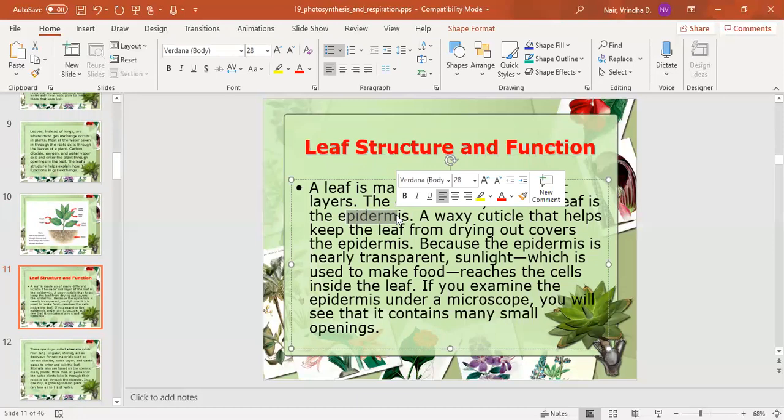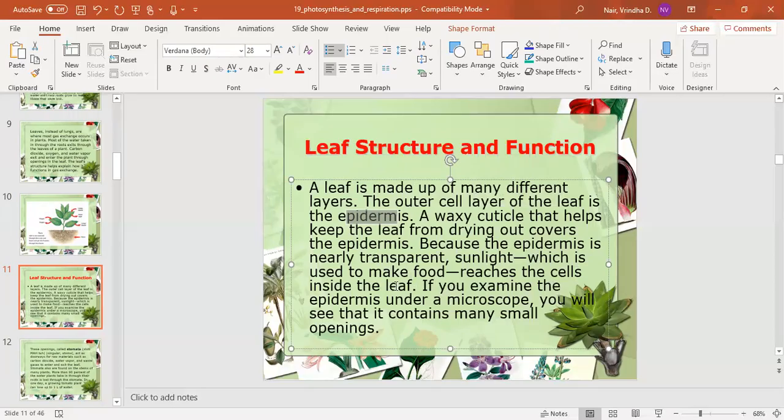But for the leaves, just above the epidermis, there's a waxy kind of coating. That waxy cuticle helps the leaves not to dry out, and it protects the epidermis. The epidermis is nearly transparent, so sunlight, which is used to make food, reaches the cells. Transparent means that light can easily pass through. It is very useful because the plants can get more sunlight and make use of it to produce food.